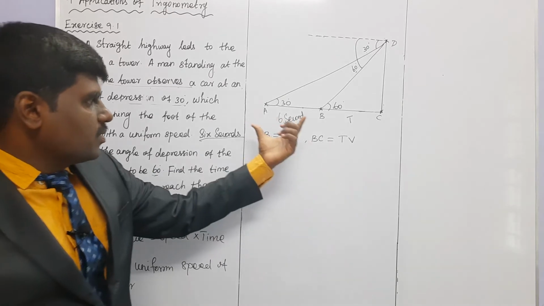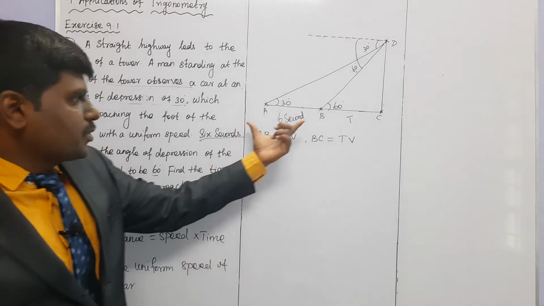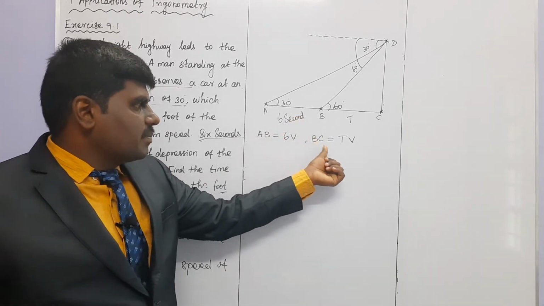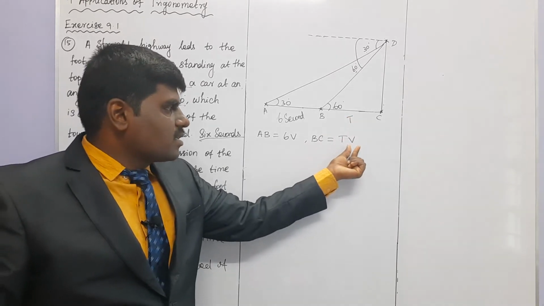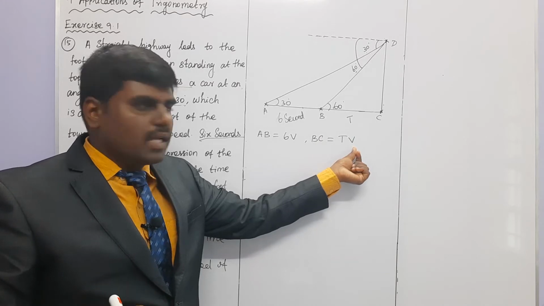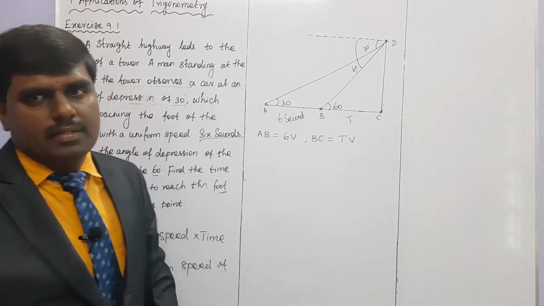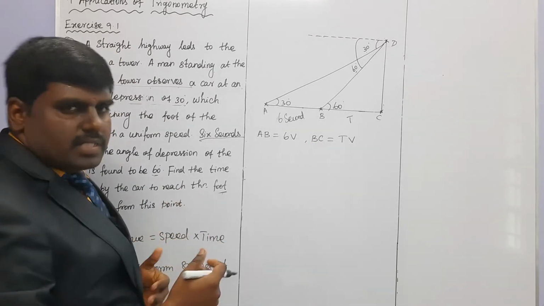So using the distance formula, distance equals speed into time. First, the distance AB is equal to 6V. Second, distance BC: I don't know the time, so I will choose the variable T. The speed of the car is V. Distance is equal to speed into time, so speed V and time T. That's BC is equal to TV. Is it clear? Right. The remaining steps use the same method.